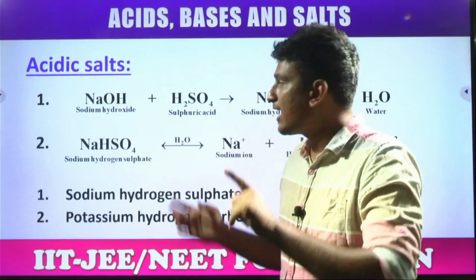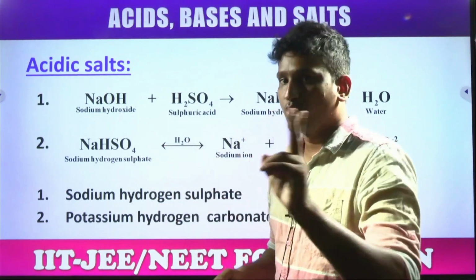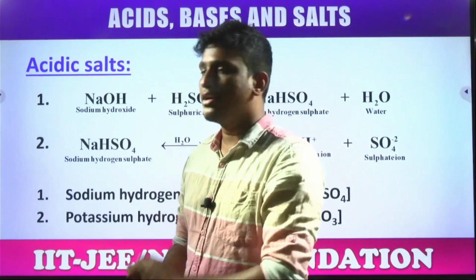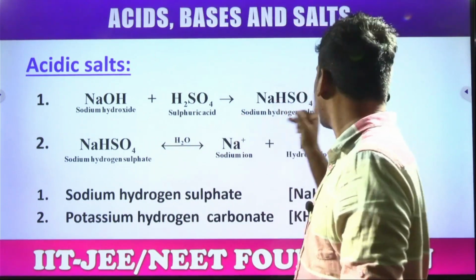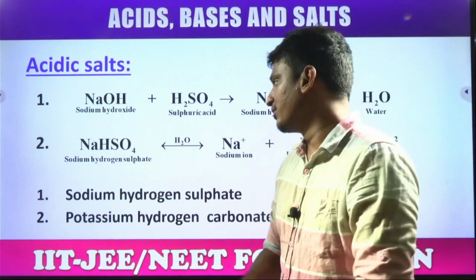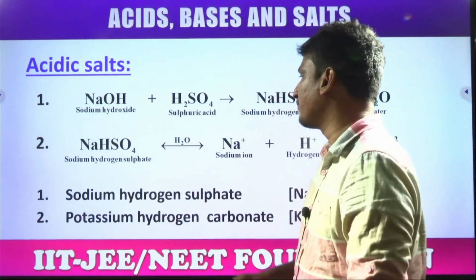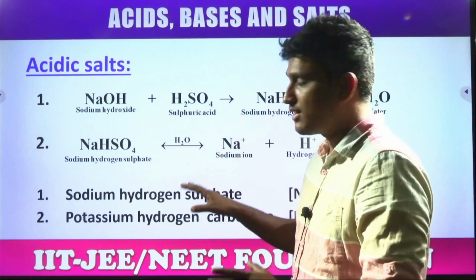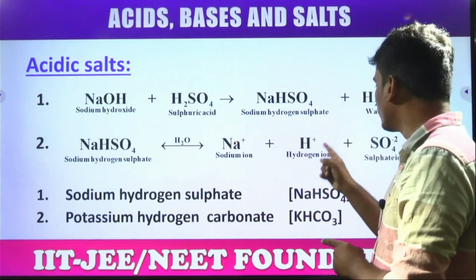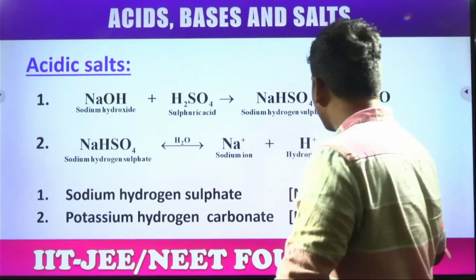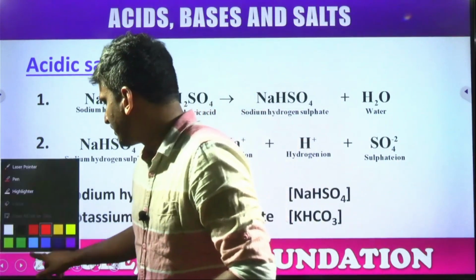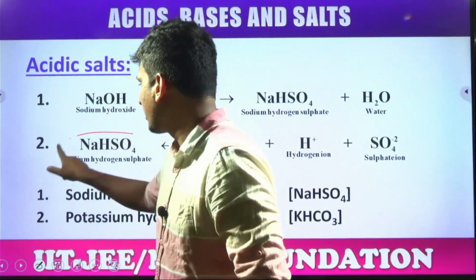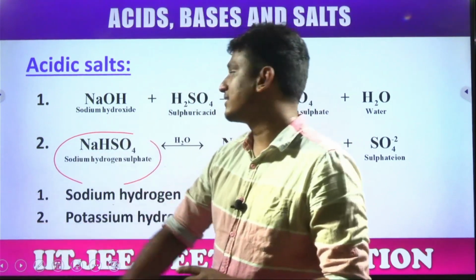If only one hydrogen is released, not two hydrogens, then what compound can we expect? Sodium hydrogen sulfate and the respective water molecule. And this sodium hydrogen sulfate, in presence of water, can also release one more H plus ion or not? Ultimately we will get a neutral salt, but this step, students, is called an acidic salt. This is an acidic salt. Why?